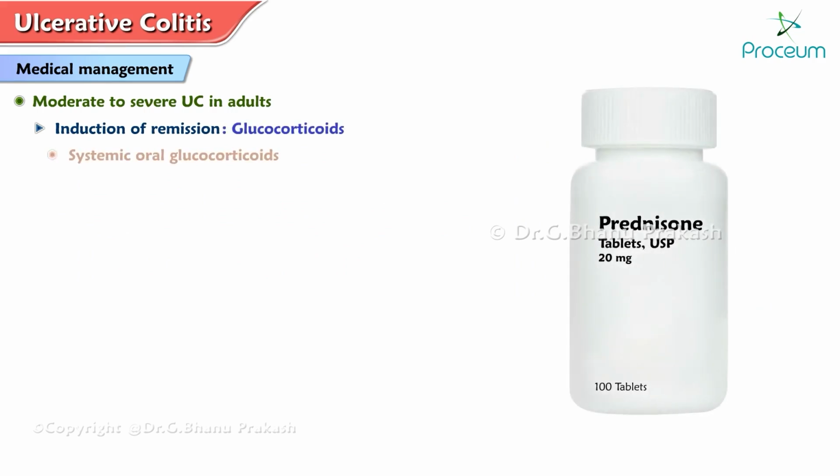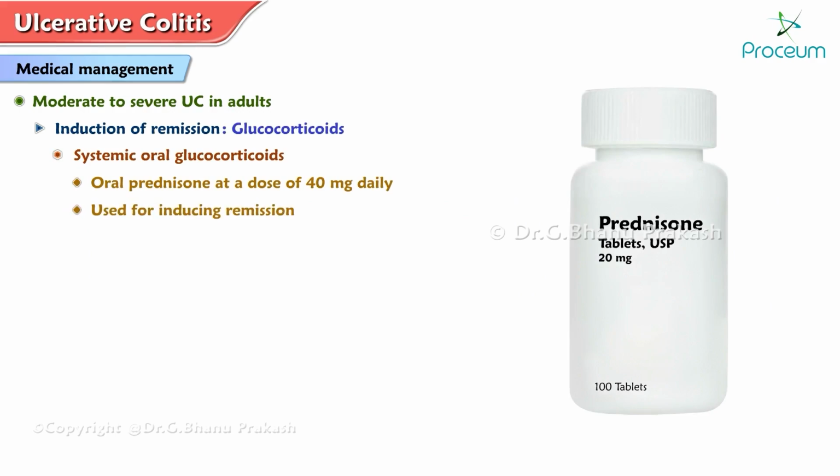Glucocorticoids. Systemic oral glucocorticoids, oral prednisone at a dose of 40 mg daily, are used for inducing remission in patients with moderate to severe ulcerative colitis or may be given to provide more immediate symptom relief for patients who are started on a biologic agent for induction therapy.